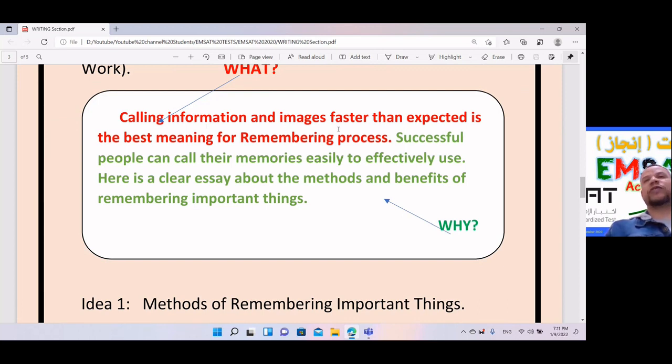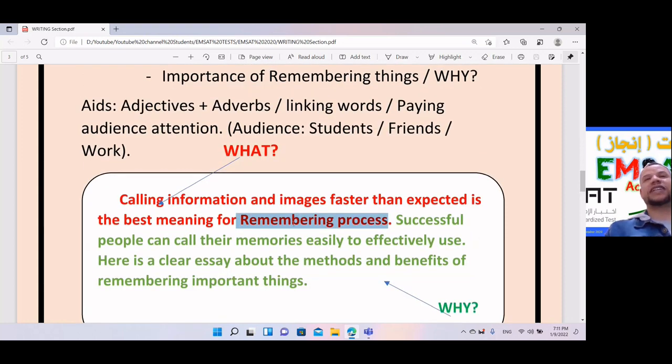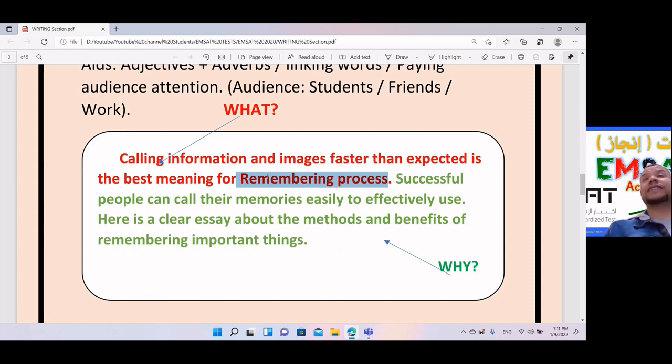Calling information and images faster than expected is the best meaning for the remembering process. So this is the definition of the remembering process, answering the question what. What is the remembering process? It is calling information and images faster than expected. So now I answer the first one, what. Second, why. Successful people can call their memories, not memories, wrong pronunciation. The singular is memory, wrong, memory. So memory is easily and effectively used. I said why. The answer is successful people can call their memories easily and use them effectively.